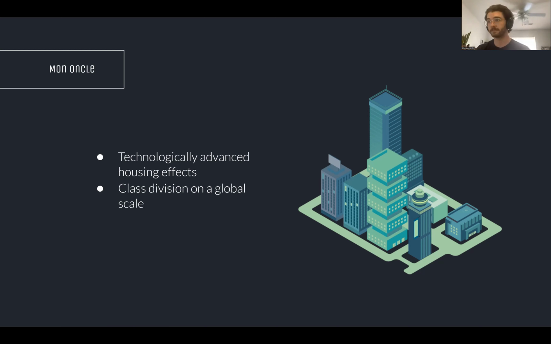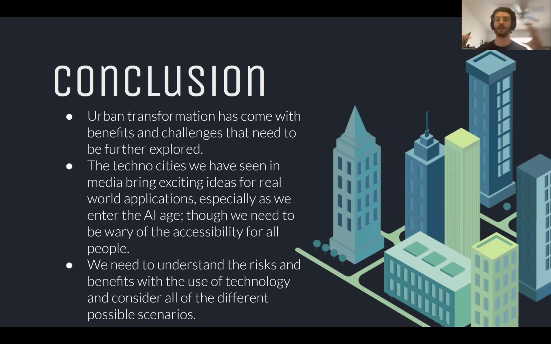And so finally, looking at everything in a broad perspective, we see that urban transformation comes with benefits, but also challenges, and we need to further study and explore those. Techno cities that we've seen in media bring exciting ideas for real world applications, especially as we enter the AI age. But we need to be wary of the accessibility of that for all people. And we need to understand the risks and benefits with the use of upcoming technologies such as AI, and consider all the different possible scenarios to be wary of a fair and just future.